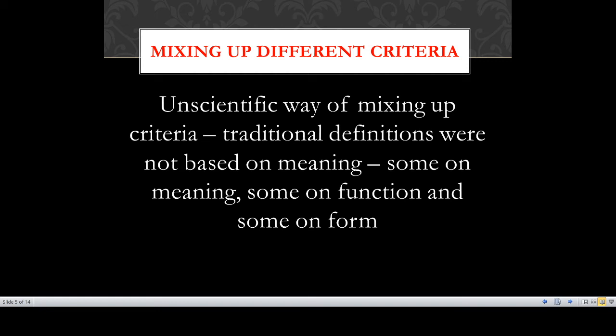All the traditional definitions were not based on meaning alone. Some were defined in terms of meaning, some in terms of function, and some on form. The use of such different criteria for classification makes it difficult to decide which class a word belongs to. Just like I told you in the previous example, brick house. Brick is an adjective, it modifies a noun, but at the same time it's a noun. So structuralists found different criteria. Sometimes words are defined in terms of meaning, sometimes on function, and sometimes on their form. This is not proper because here different criteria are mixed up and confusion persists. So structuralists found it unscientific to mix up criteria.